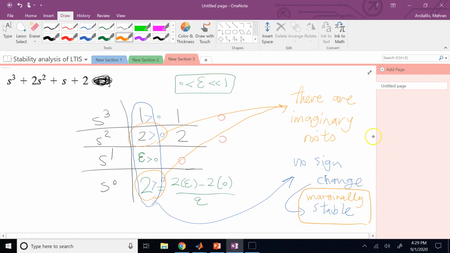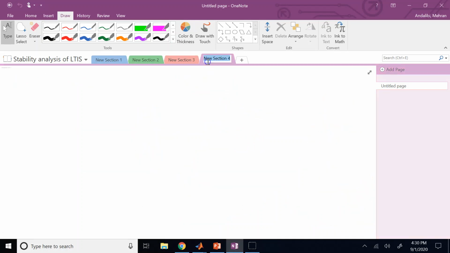Okay, so you see, it's not unstable, but it's marginally stable. So this is one special scenario that can happen. But again, if the two numbers above and below it, one of them was positive, one was negative, then yes, there was definitely a change in the sign, and there was definitely a root with a positive real part, so the system became unstable. In this case, it's not.